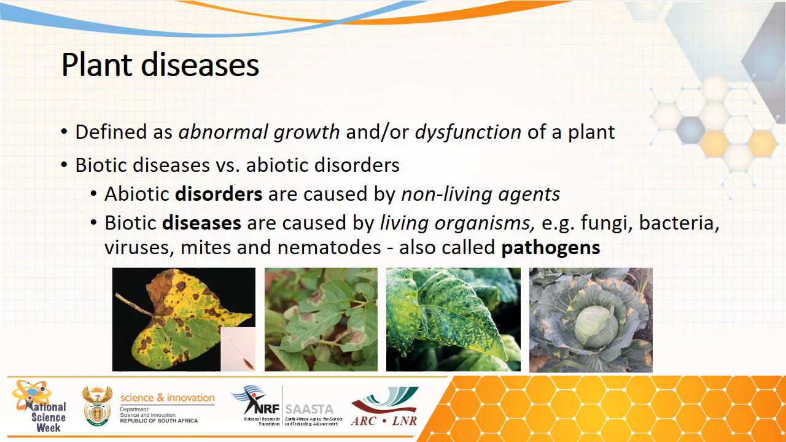Biotic diseases are caused by living organisms. These include fungi, bacteria, viruses, mites, and nematodes, and they are also called pathogens. From the pictures included, from left to right, we have leaf blight caused by a fungus that also includes yellowing or chlorosis of the leaf. Then we have leaf blight caused by a fungus. Then mosaic pattern is caused by a virus, and black rot caused by bacteria.